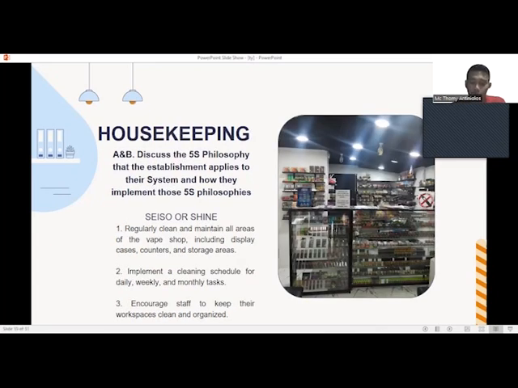Also, we observe the implementation of Seiso or shine in the vape shop, for the reason that they regularly clean and maintain all areas of the vape shop, including display cases, counters, and storage areas. They implement a cleaning schedule for daily, weekly, and monthly tasks. They encourage staff to keep their workspaces clean and organized.